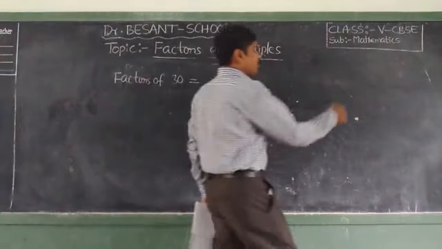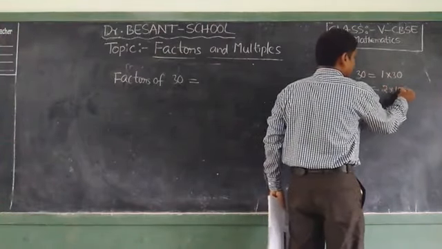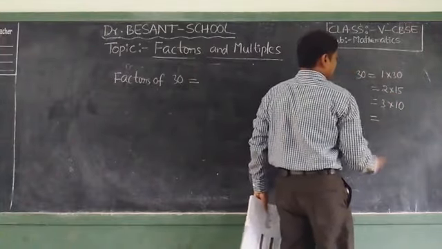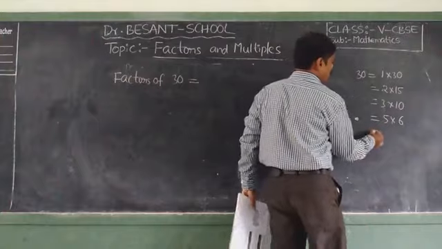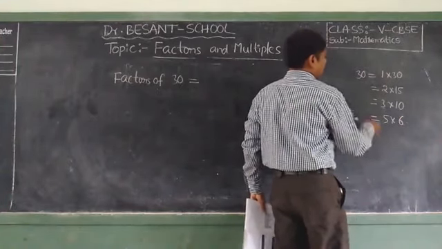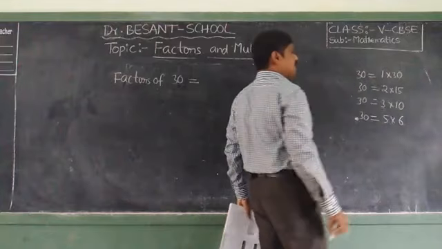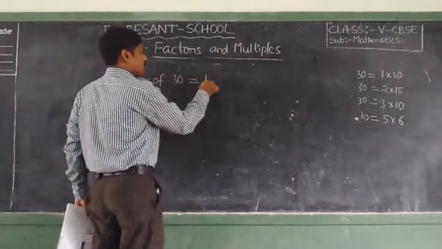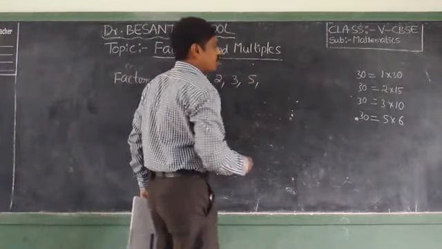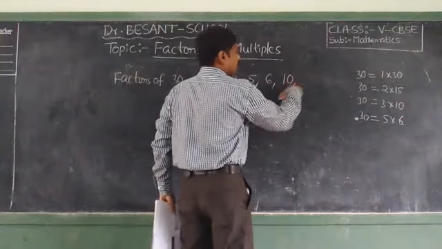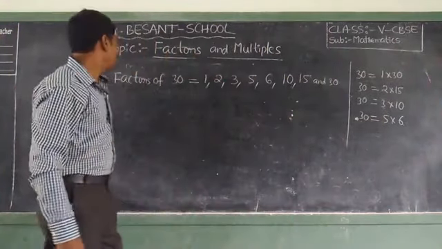Factors of 30: 1 30s are 30, 2 15s are 30, 3 10s are 30, 5 6s are 30. So 1, 2, 3, 5, 6, 10, 15 and 30. These are the factors for 30.